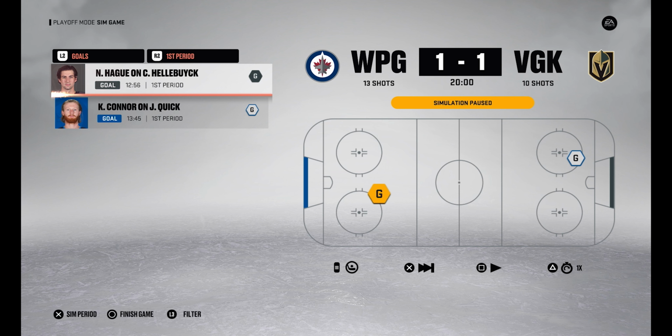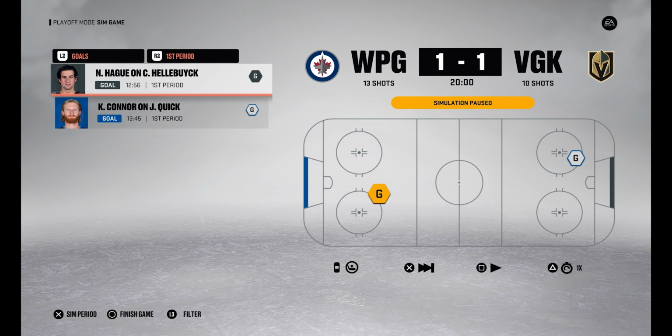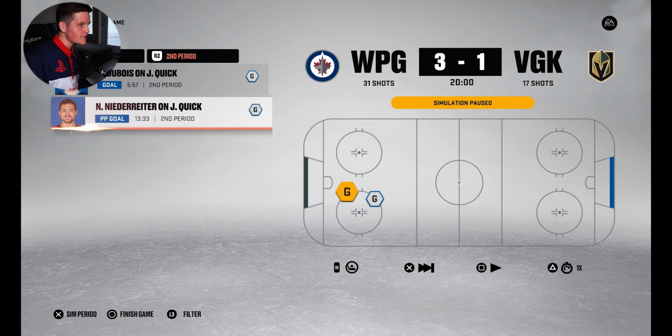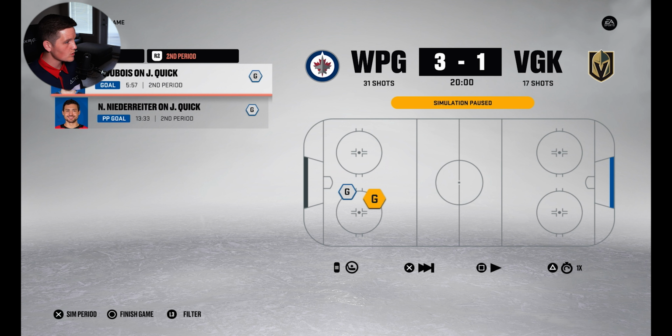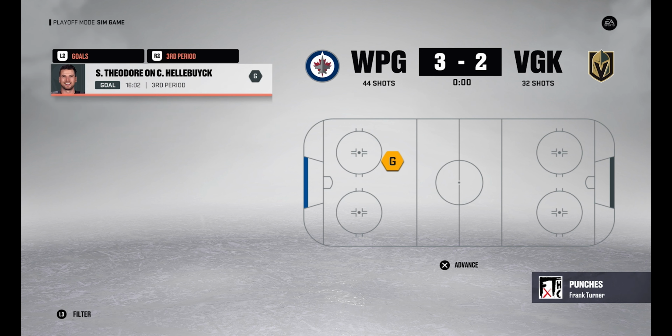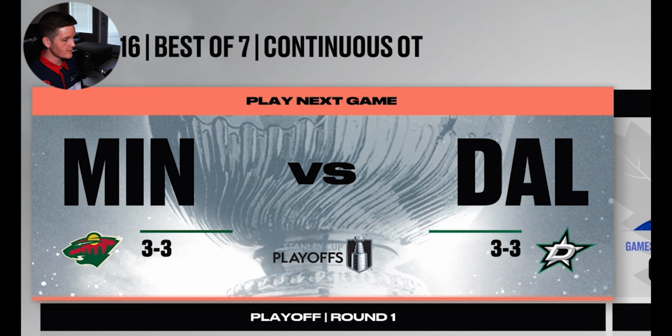After the first period, we got a goal by Nick Hague and a goal by Kyle Connor. And it is a 1-1 game. Going on to the second period. After the second, we have Winnipeg leading 3-1. Pierre-Luc Dubois scores, and we got Niederreiter scoring as well. Winnipeg wins the game 3-2 against the Vegas. What an upset. What an upset, Winnipeg. Our first Game 7 simulated, we got the Winnipeg Jets advancing, ladies and gentlemen.